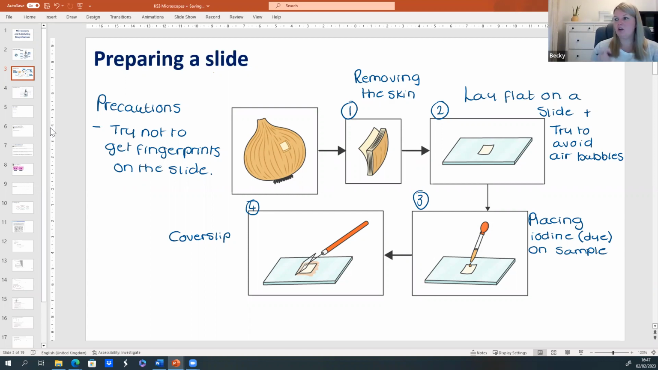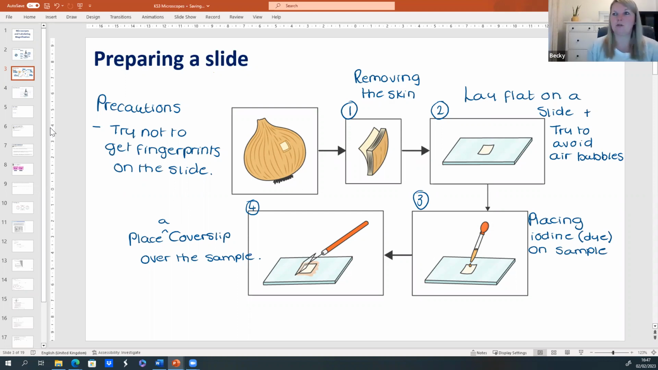So place the iodine onto the sample, and then we place a cover slip over the sample. And he said, didn't he, at the end, that if there was any excess iodine, we could use a piece of paper towel just to get rid of that excess iodine.